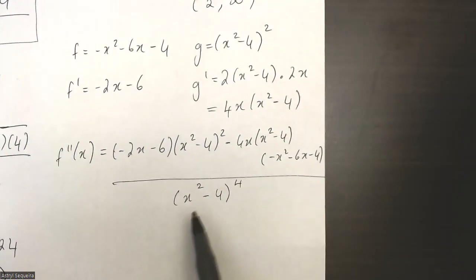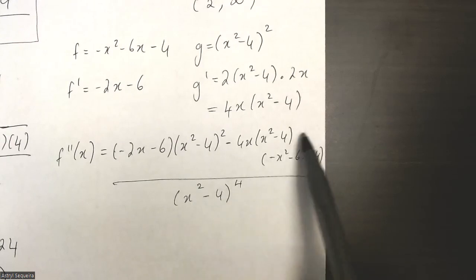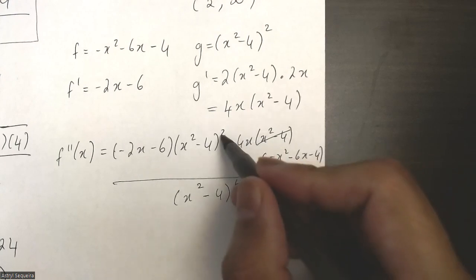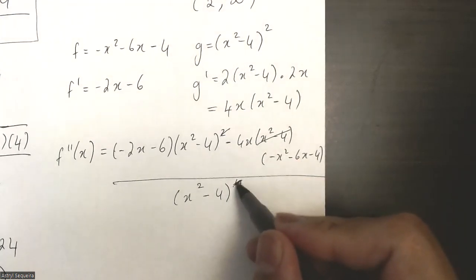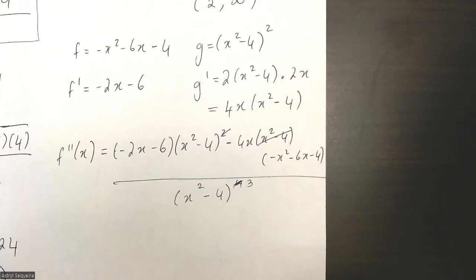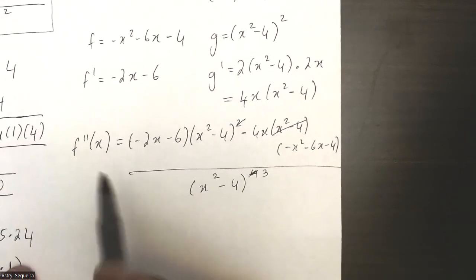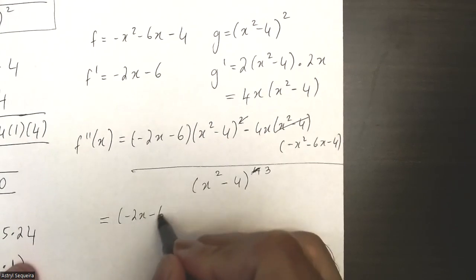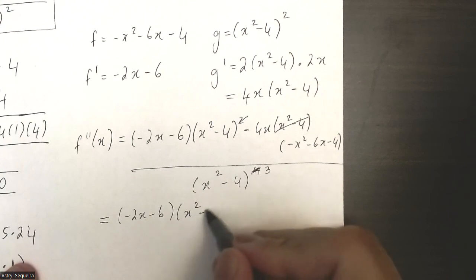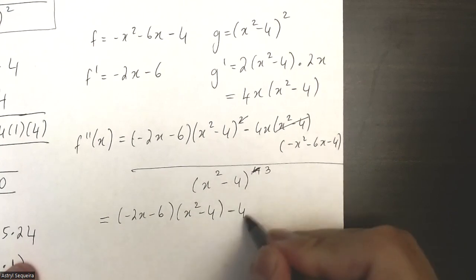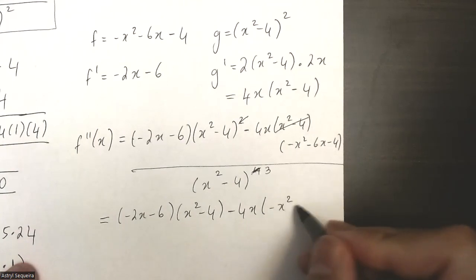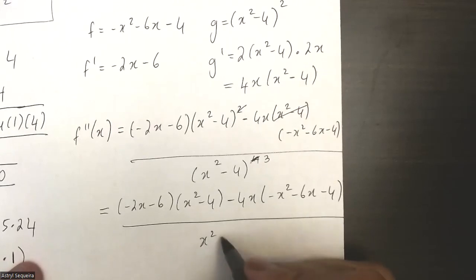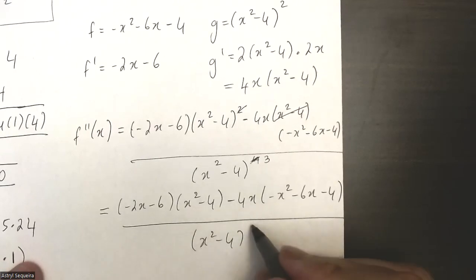The next thing I'm going to do is divide all three terms by x squared minus 4. That's going to simplify it a lot for me. So here I cancel out this x squared minus 4. Here I cancel out the square. And here this 4 becomes a cube. Let me write it a bit more neatly on the next line. So I have negative 2x minus 6 times x squared minus 4 minus 4x times negative x squared minus 6x minus 4. And this is all divided by x squared minus 4 cubed.